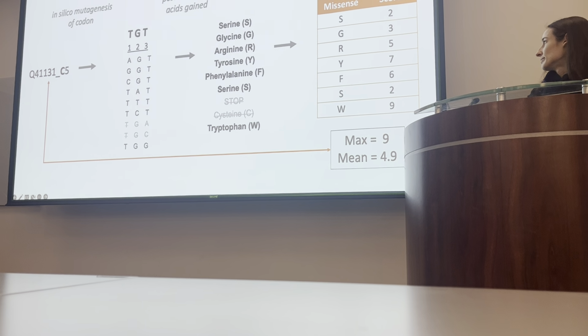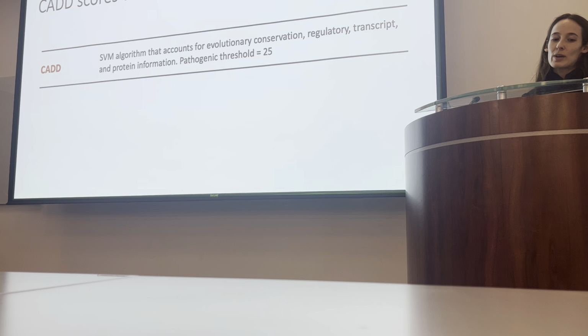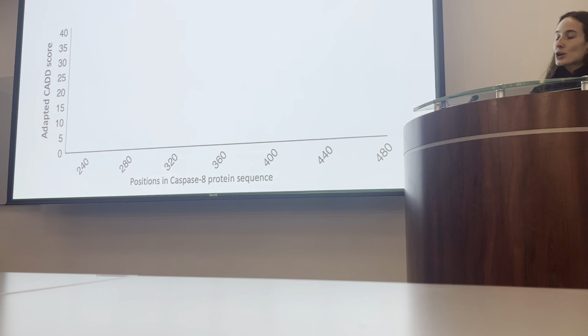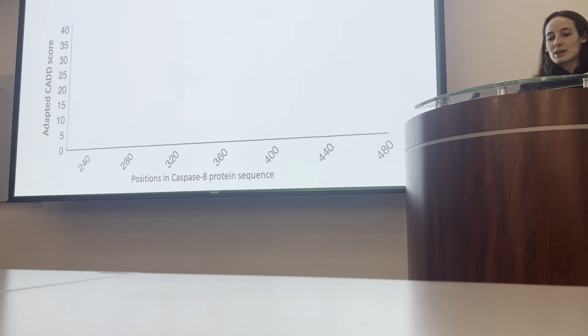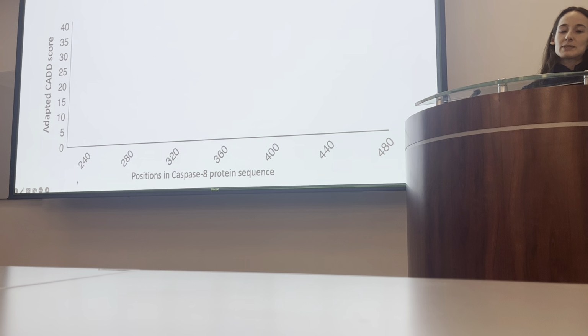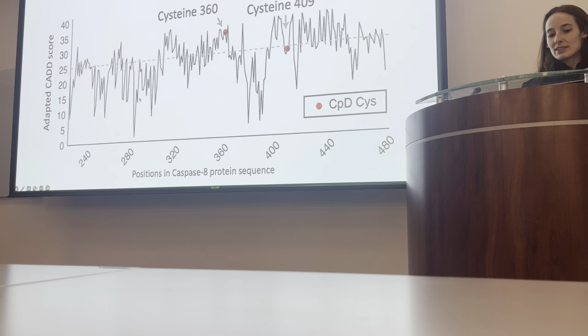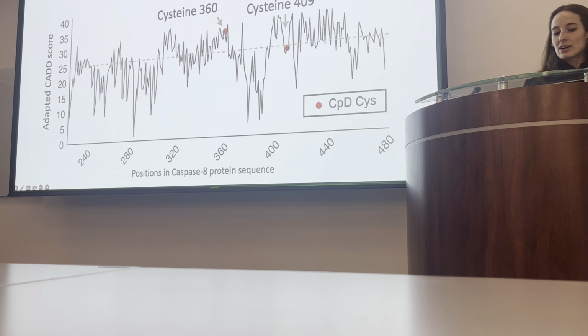And the score that the results in the upcoming slides show is related to the CAD score. So, chemoproteomic detected residues were found to complement missense pathogenicity predictions to identify functional amino acids. On the x-axis is the protein positions of caspase 8, and the y-axis shows the adapted CAD score that we just reviewed. Now, if you look at the pathogenicity scores across the sequence, there are 2 detected residue sites in this protein, cysteine 360 and cysteine 409.